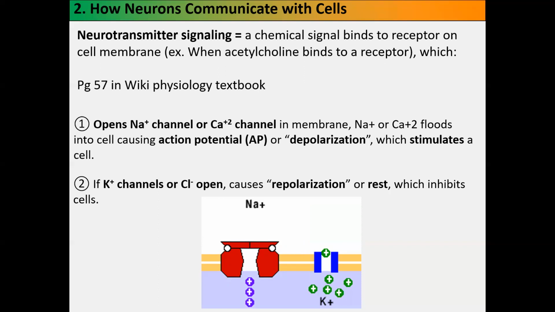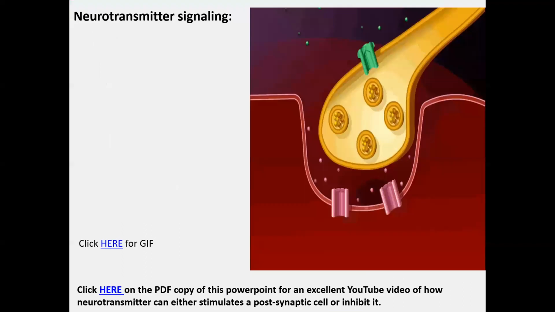Repolarize means rest. At this point, you might know some stuff about neurotransmitters, but I'm guessing maybe not a lot. So I'm going to have a little built-in test here. You don't even know the neurotransmitters binding to the cell, but based on what ion channel is open, you'll now be able to tell me what that cell does. Is it stimulated or is it inhibited? Because those are going to be important.